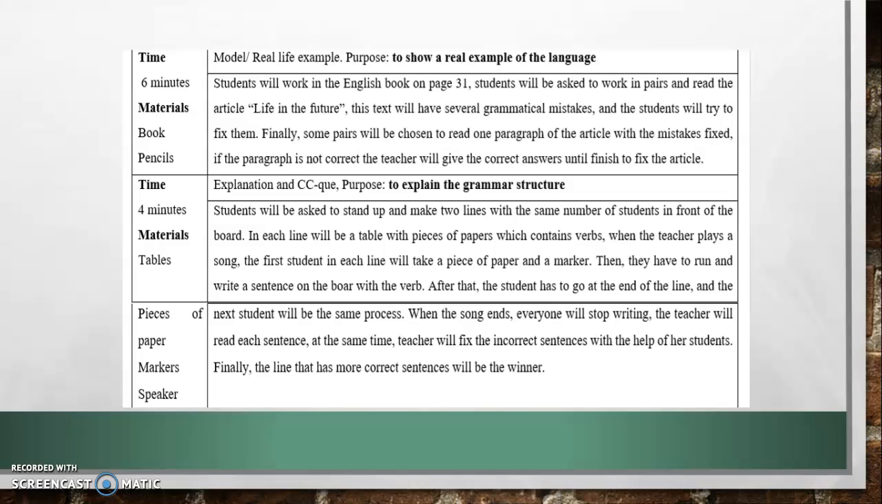The teacher will read each sentence at the same time. The teacher will fix the incorrect sentences with the help of her students. Finally, the line that has more correct sentences will be the winner. For this activity, the time is 4 minutes and the materials are tables, pieces of paper, markers, and a speaker.